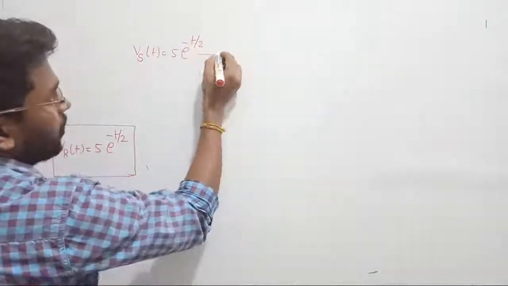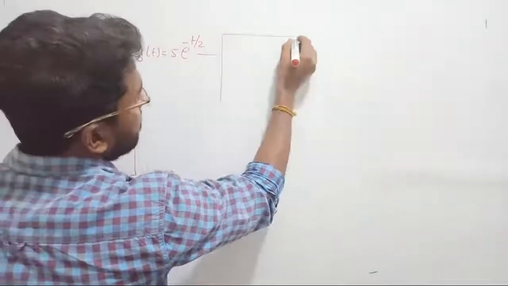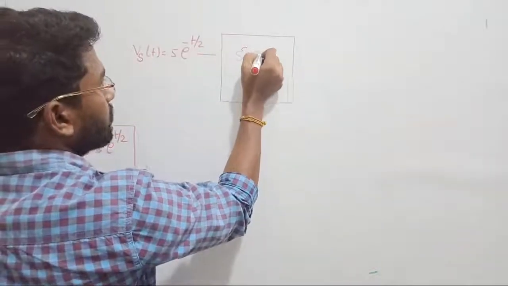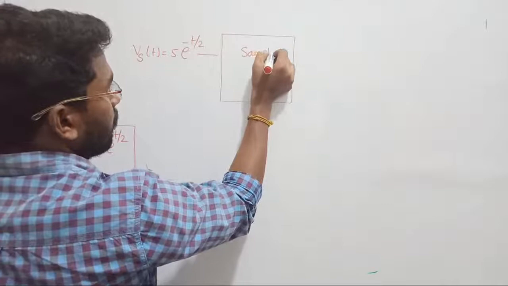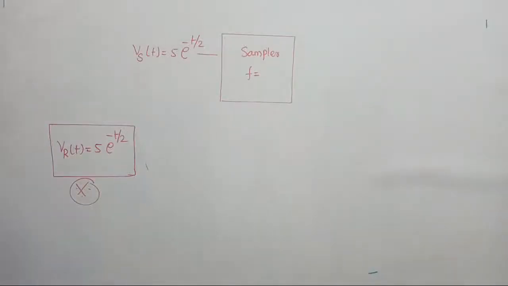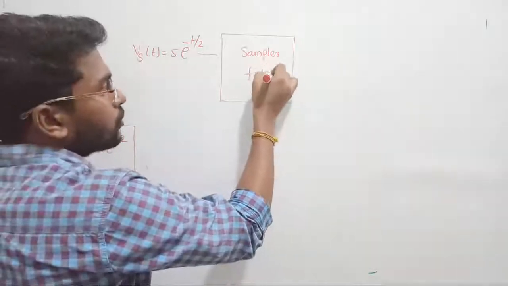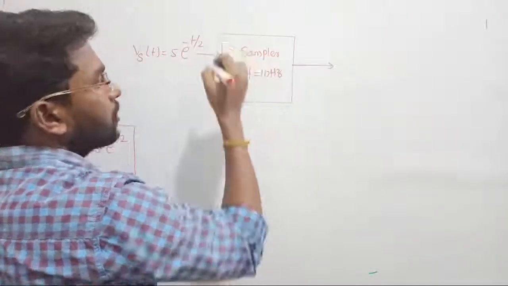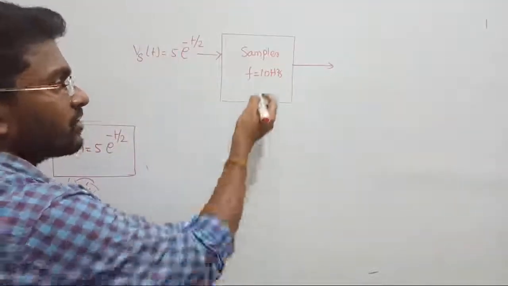Now when we are passing this through the sampler, they have given the sampling frequency. Yes, let me define how much it is. They said 10 hertz. Yes, that is 10 hertz only. Sorry for the interruption. Sample frequency is 10 hertz, right?